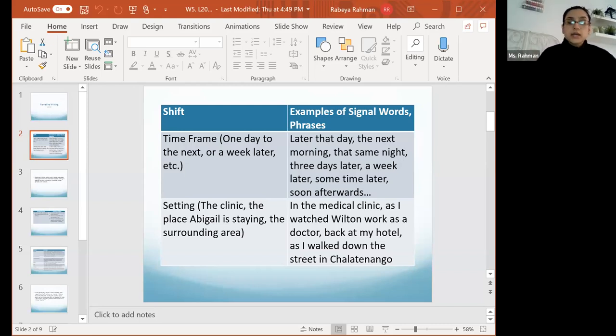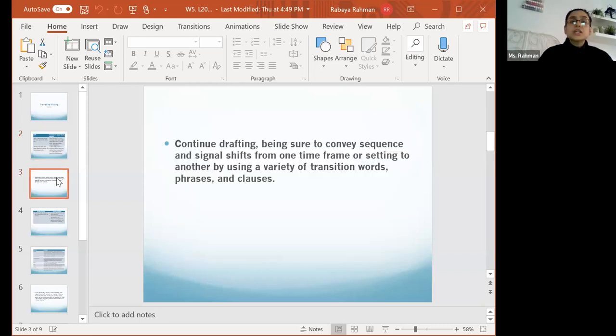Can you understand what's happening? Can you understand what the next time frame was or what the next place was, right? If you can't understand that, then your reader won't be able to. So now you are going to spend the next few minutes to continue drafting, being sure to convey sequence and signal shifts from one time frame or setting to another by using a variety of transition words, phrases, and clauses.